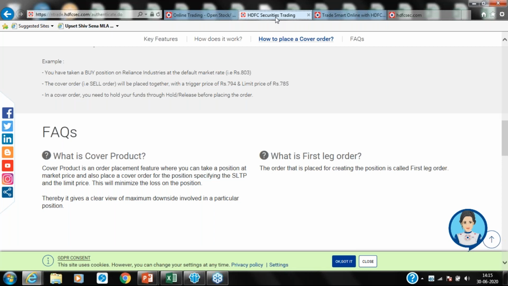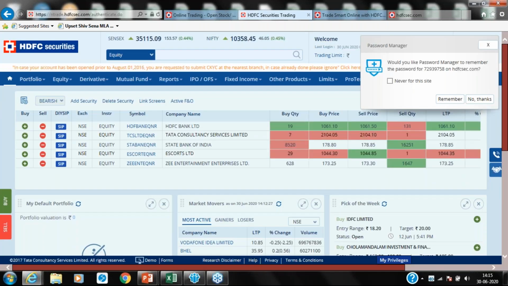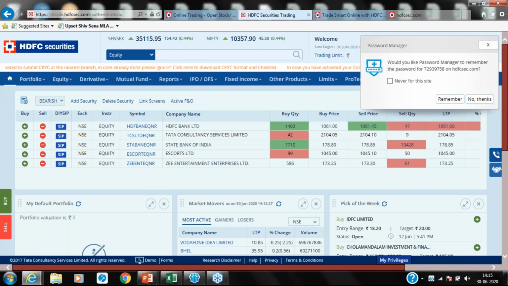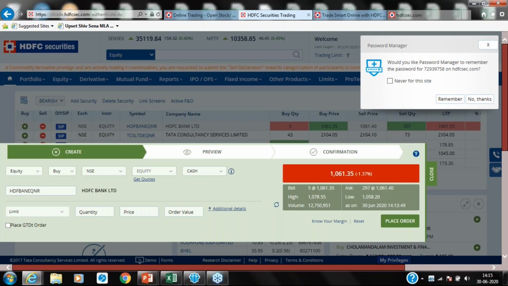In case my system works out, yeah, so now it is working. So I will give you an example of exactly how you can place it. Once you log in, this is the page that you will see, the watch list. We will show you an example in HDFC Bank. On the left hand side, you can see the buy panel. Click on a plus sign and the buy order will open up.